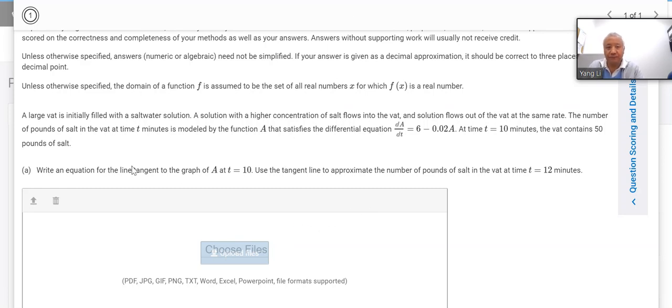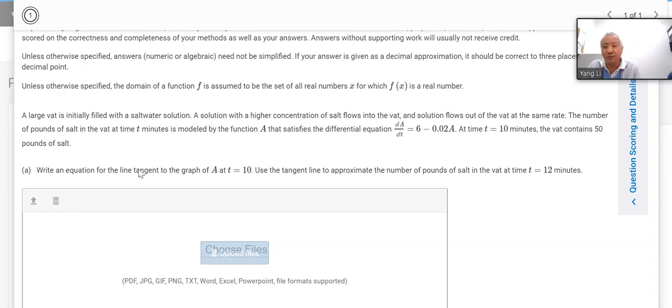Hello. Let's look at this question. A large vat is initially filled with a salt water solution. A solution with a higher concentration of the salt flows into the vat as the solution flows out at the same rate.